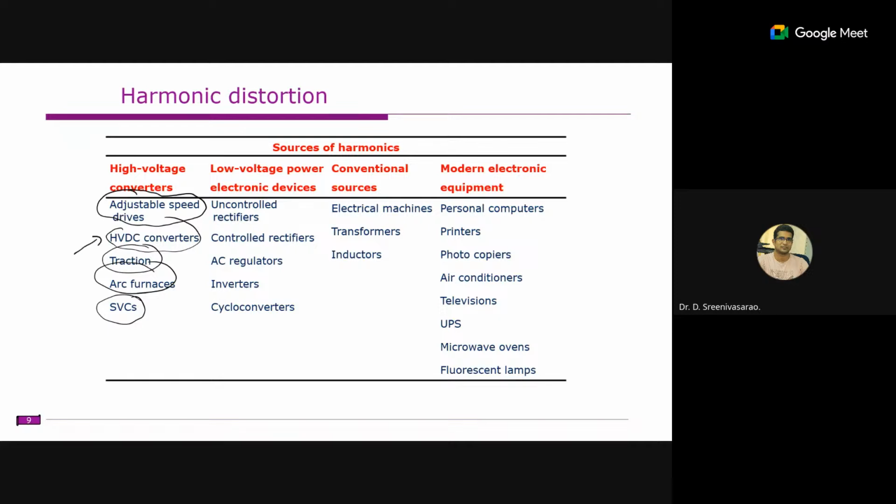Low voltage power electronic devices like uncontrolled rectifiers, controlled rectifiers, AC voltage regulators, inverters, and cycloconverters are the low voltage sources of harmonics. Conventional sources like electric machines, transformers, and inductors also produce some kind of harmonics. And we have modern equipment like personal computers, laptop chargers, photocopiers, air conditioners, televisions, UPS, microwaves, fluorescents, and electric vehicle battery chargers. All these usually produce some kind of harmonics in the system.